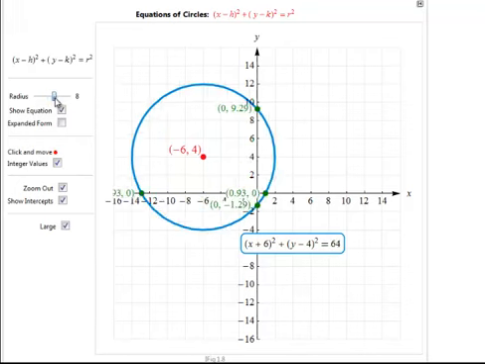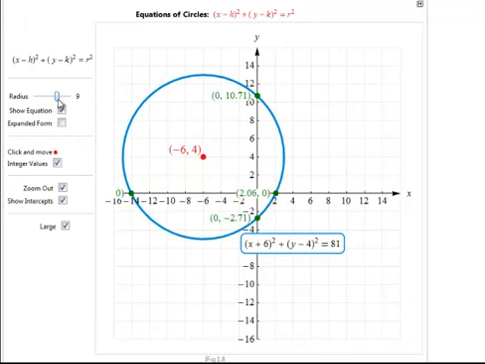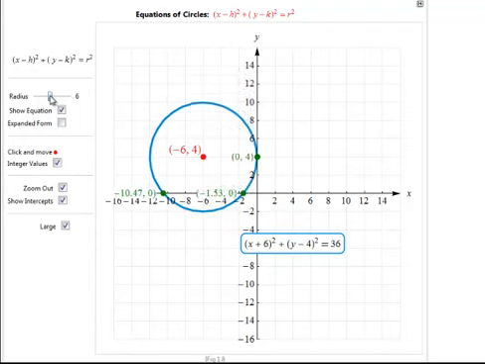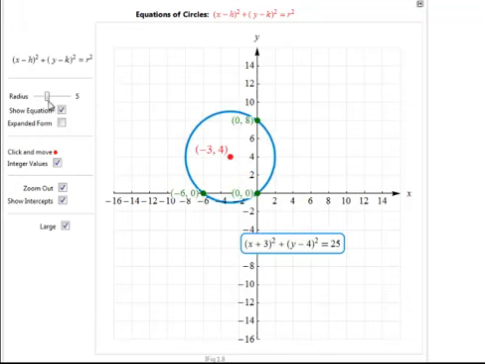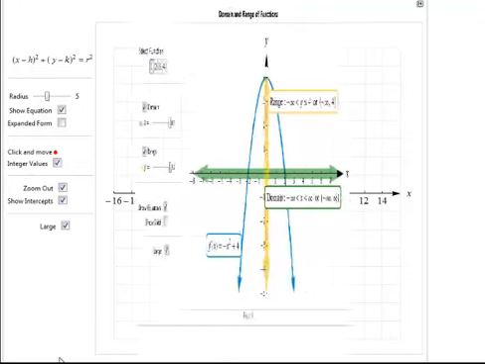This figure shows a circle with the equation in the center radius form and the expanded form. Using the radius slider, we can change the size of the circle. The center of the circle can be dragged to move the circle on the grid. We can zoom out for larger circles and show the x and y intercepts.